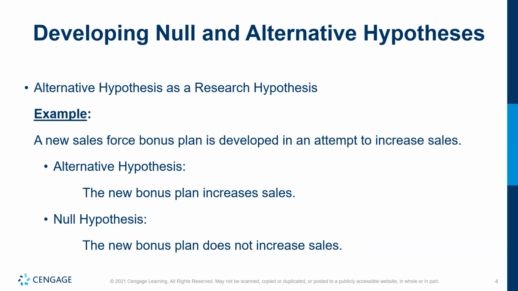Here, a new sales force bonus plan is developed to attempt to increase sales. So my alternative hypothesis is that the new plan does increase sales, and the null would be the status quo. It hasn't changed.